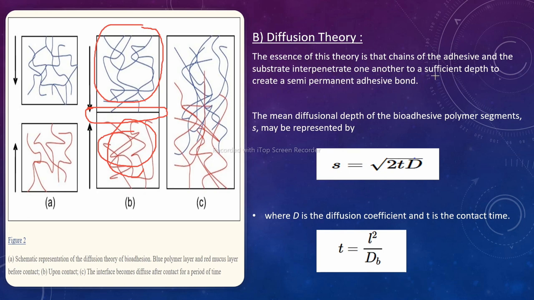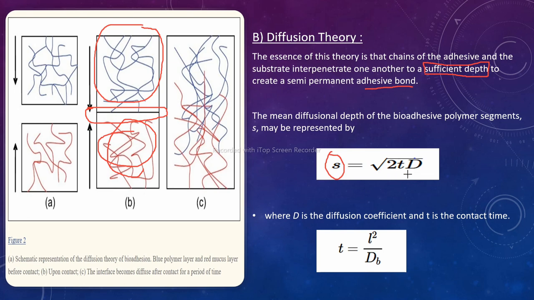So this is expressed with the term depth. Earlier we understood wetting with the term contact angle. Now here the amount of diffusion is proved by the depth of interpenetration between these two. That means when these two bond, how deeply they are going to bond with each other is defined as diffusion. So the mean diffusion depth of the bio-dispersible segments is defined by S, represented as root under 2tD.